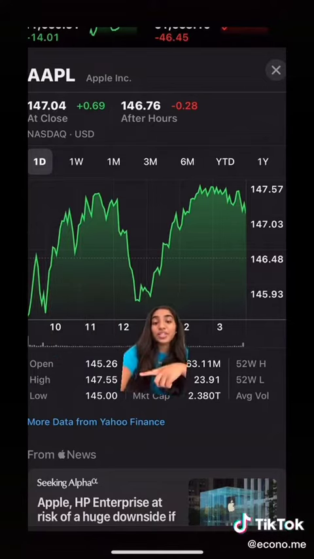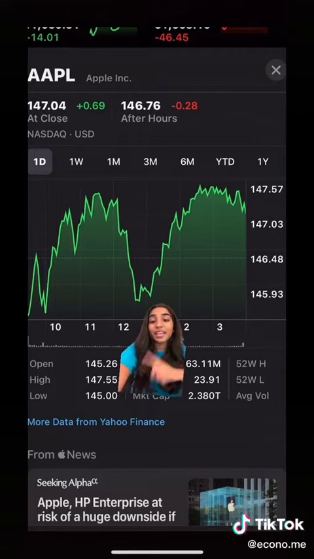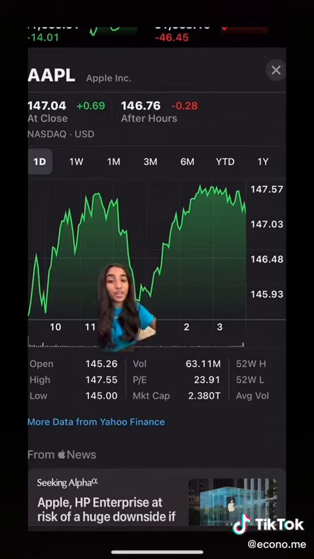Next, we have high, which is the highest point at which a transaction is made, and then low, which is the lowest point at which a transaction is made. Volume is the number of a company's stocks traded in a day.